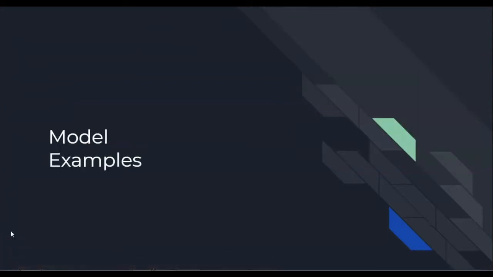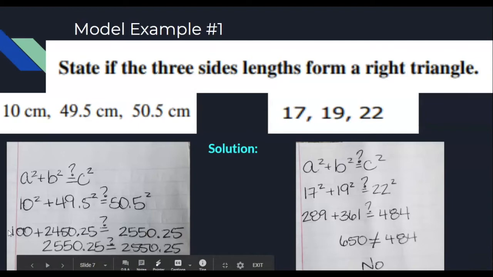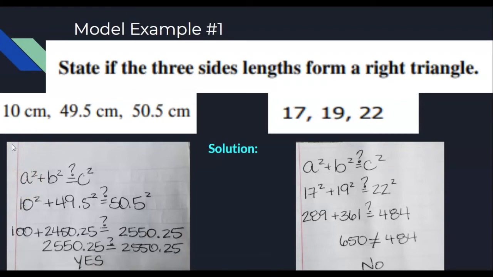Now that you've learned our skills for today, we will look at some model examples. Our model examples will mainly focus on the converse of the Pythagorean theorem. Let's look at the first example. Notice that we have three measurements. Remember, the largest measurement is always the hypotenuse. The other two are the legs and can be plugged in for either A or B. Let's look at the solution.